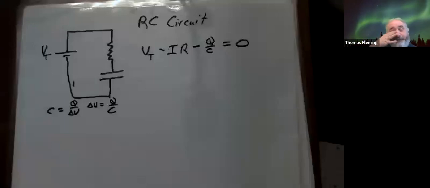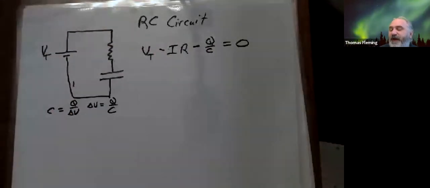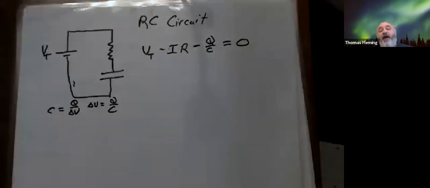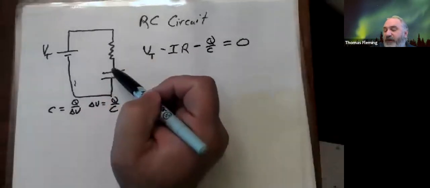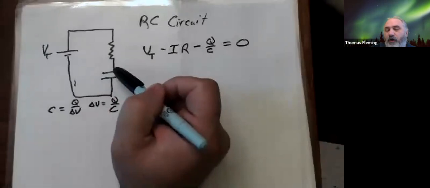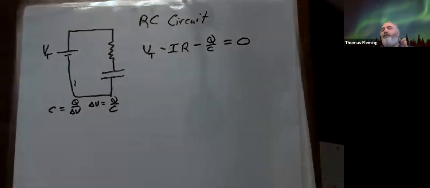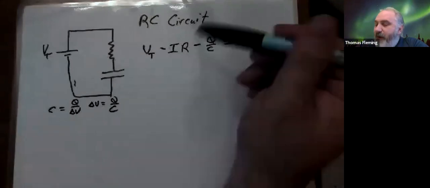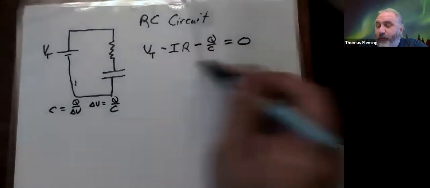But here's what's interesting about it. Let's say the exact instant that I hook this up, what's going to happen is there was originally zero charge on that capacitor, right? That capacitor started out empty. But as current flows, I'm going to be depositing more and more and more charge on that capacitor. So it may start out empty, but it's not going to stay that way. And that's interesting because Q, the amount of charge on the capacitor, is one of the variables in the equation.